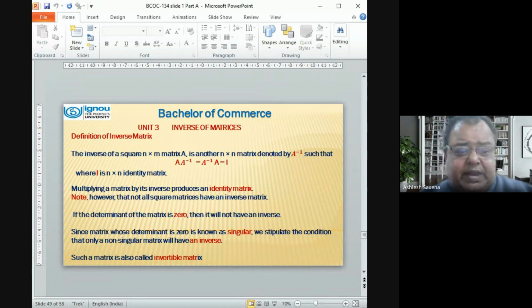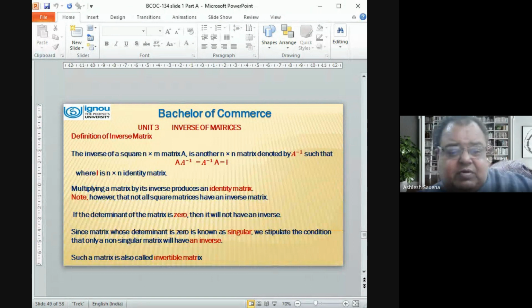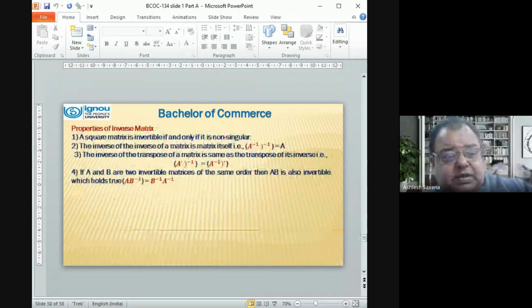Multiplying a matrix by its inverse produces an identity matrix. Note, however, that not all the square matrices have an inverse matrix. Now the question arises why? If the determinant of the matrix is 0, then it will not have an inverse. A matrix whose determinant is 0 is known as singular, so we stipulate the condition that only a non-singular matrix will have an inverse. Such a matrix is also called an invertible matrix. Now we will see how that is performed.